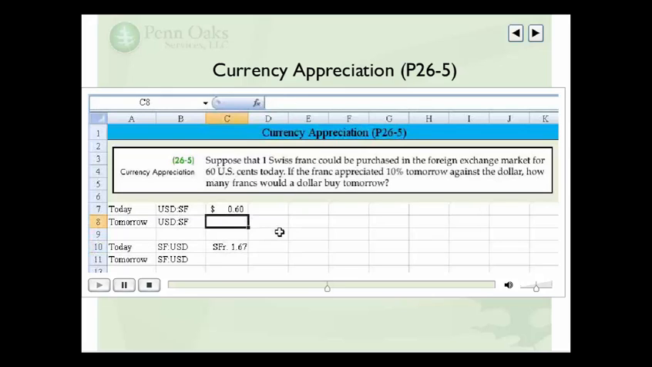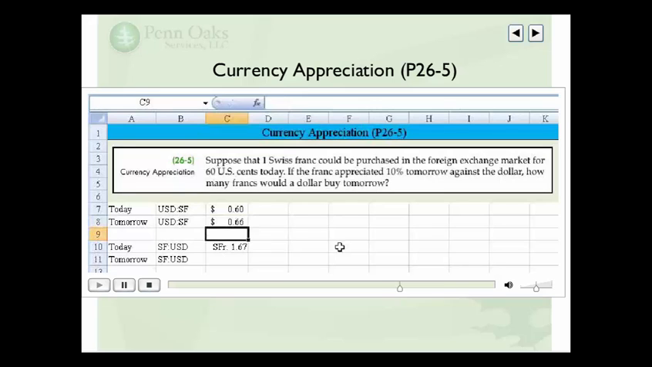All right, now let's go back to our first example. 1 Swiss franc is worth how many dollars today? It was 60 cents, but tomorrow we need to change that formula just slightly. So I'm going to copy the formula, and I'm going to say 60 cents is now equal to 1.1 franc, because the franc appreciated 10% tomorrow. So 1 times 1.1 will give us our 10% value.